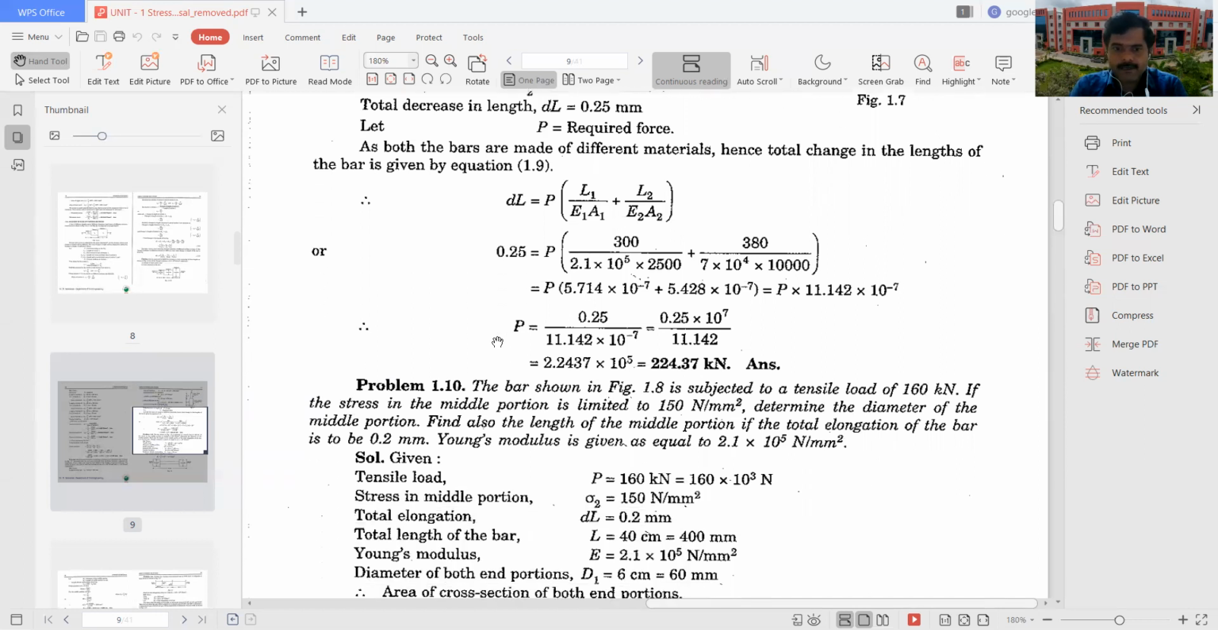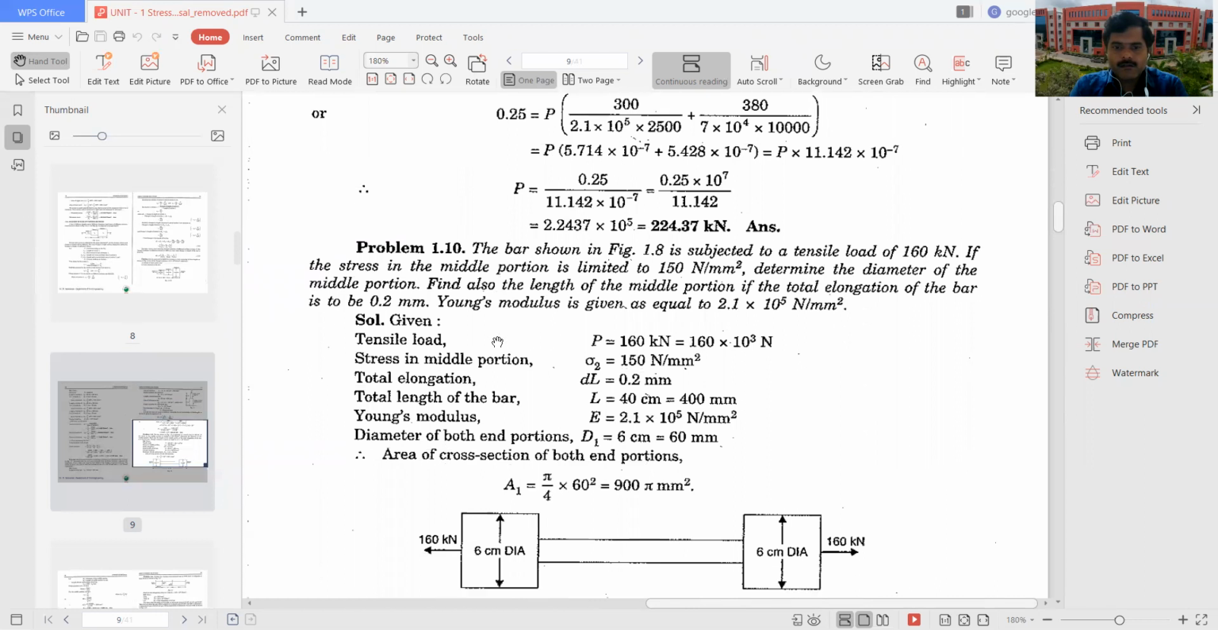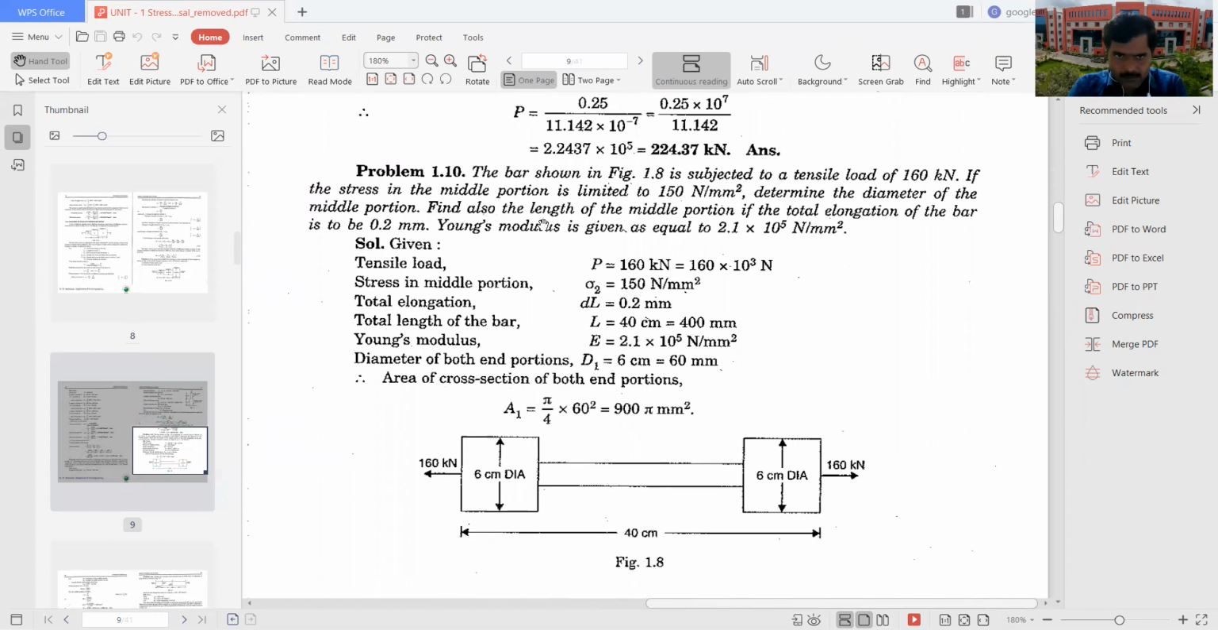So next problem you can see. The bar shown in figure 1.8 is subjected to a tensile load of 160 kilonewton. If the stress in the middle portion is limited to 150 Newton per mm square, so the stress of the middle portion is given, sigma 2 equals 150 Newton per mm square, and determine the diameter of the middle portion. They are asking to find out the D2. Sigma 2 value they given. They ask you to find out D2 value.